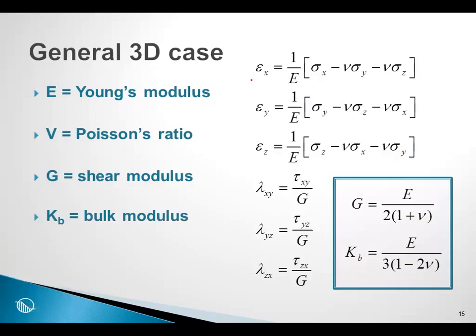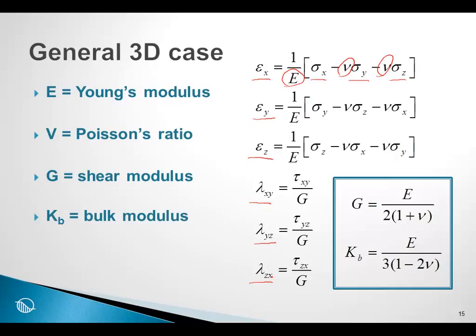We have the strain in the x direction related to the stress in the x direction, the stress in the y direction, and the stress in the z direction, related by Young's modulus and Poisson's ratio. The strain in the y direction and the strain in the z direction. And then we have the shear strain in the xy plane, the shear strain in the yz plane, and the shear strain in the zx plane.